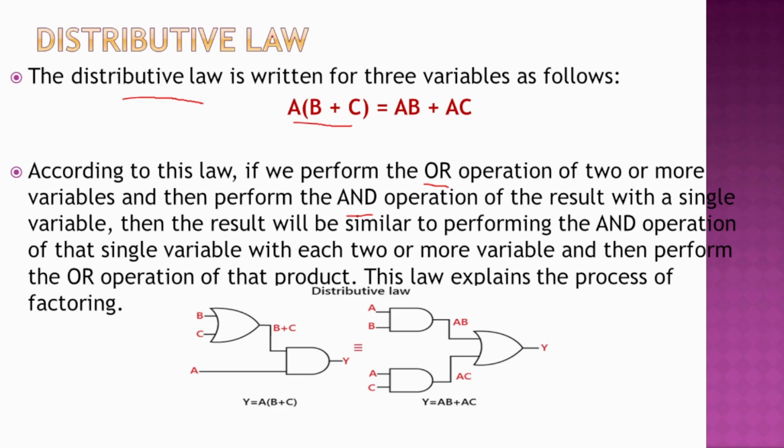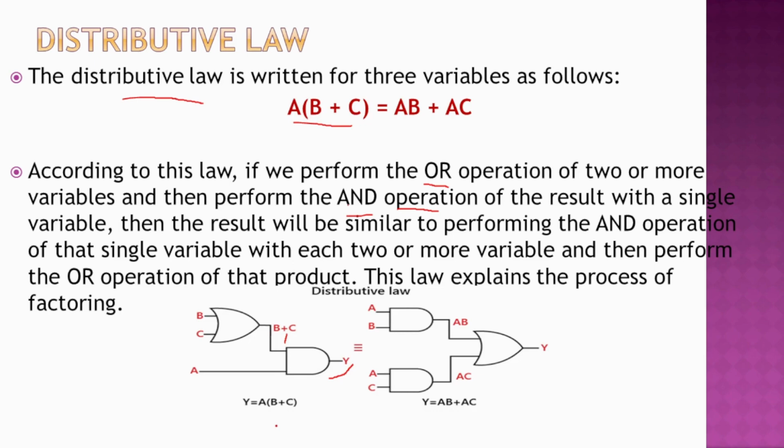According to this law, we perform the OR operation of two or more variables and then perform the AND operation to provide a result. So this is the logical diagram for distributive law. B and C are going to provide an OR operator. This is the OR gate, and we will get the output B plus C. And this B plus C is going to be an input along with A to provide the final output Y. Y is equal to A into (B plus C).